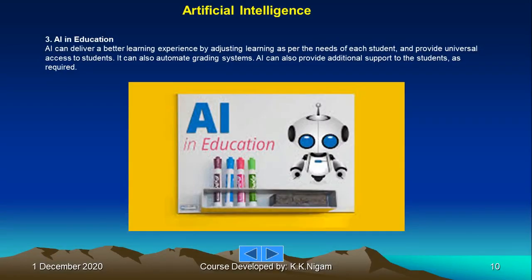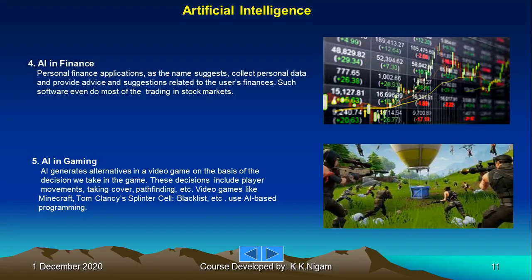Let's talk about education. AI can deliver a better learning experience by adjusting learning as per the needs of each student, because we know that the intelligence of each and every student is different, the IQ level, and it provides universal access to a student. It can also automate the grading system. AI can also provide additional support to the students as required. So this is another very big area where AI is being used.